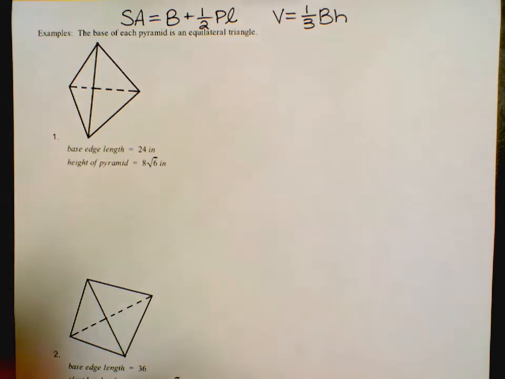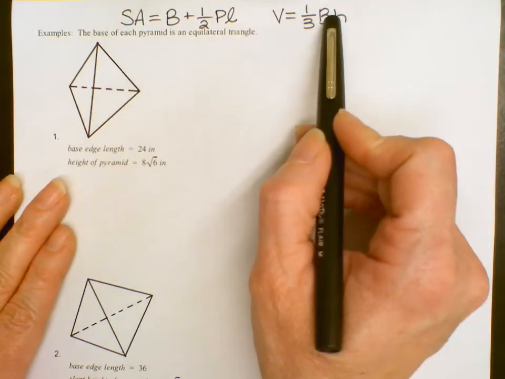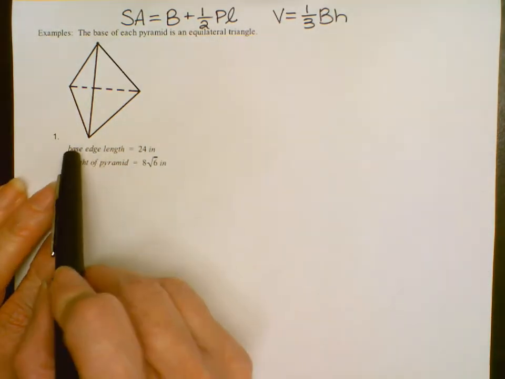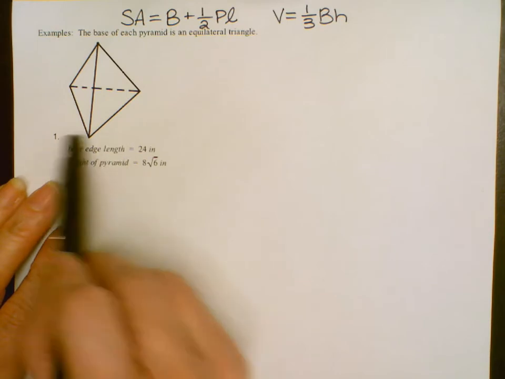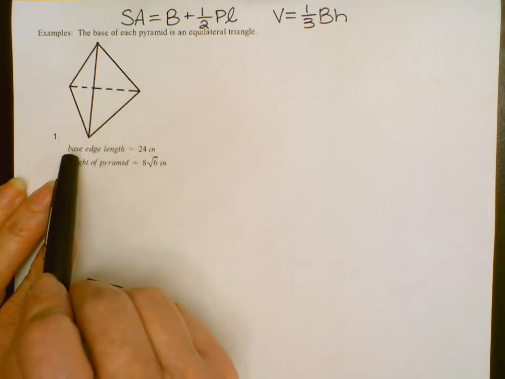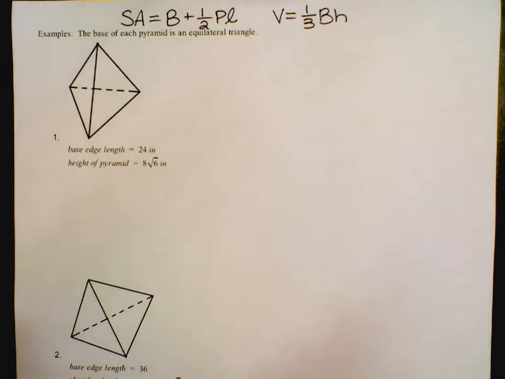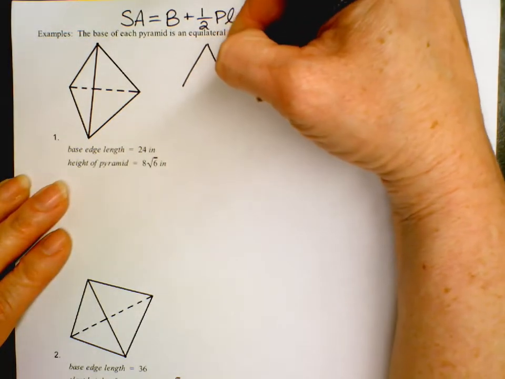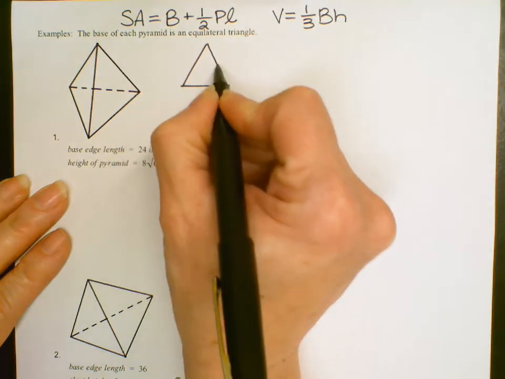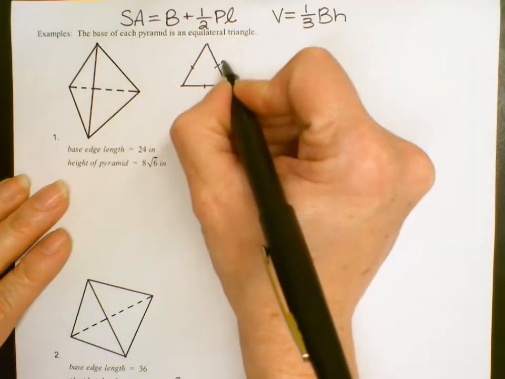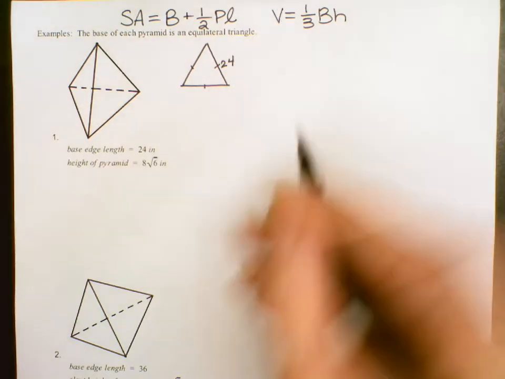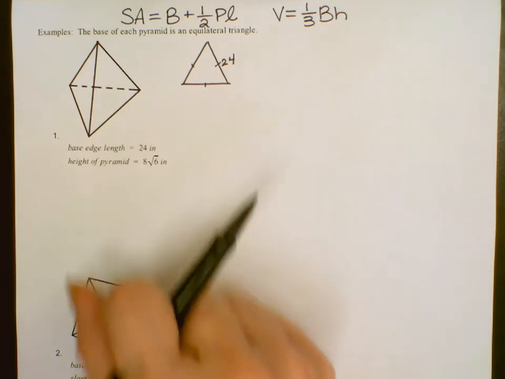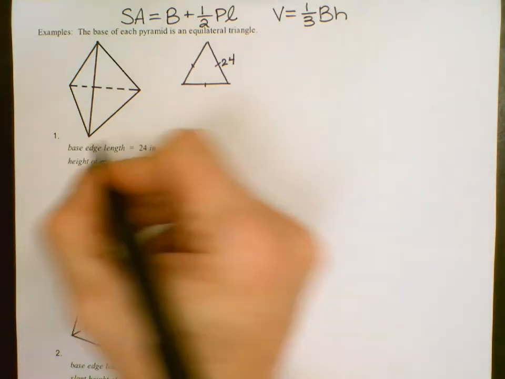So we need to make sure that if we're not given both, we use the Pythagorean theorem to find whichever one's missing. In this case, we're given an equilateral triangle whose base edge is 24 inches long. So let's look at that triangle for a minute. Start with our equilateral triangle, where each side is 24 units long. The other thing we are given is that the height of the pyramid is 8 square root 6 inches, which means we're given h.